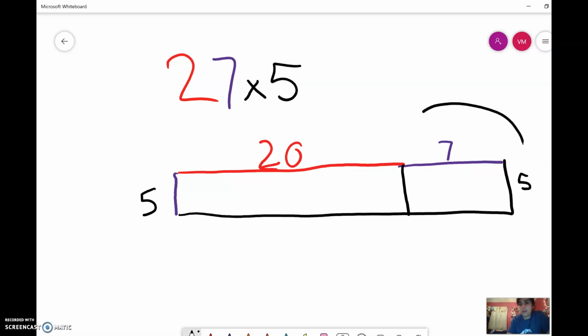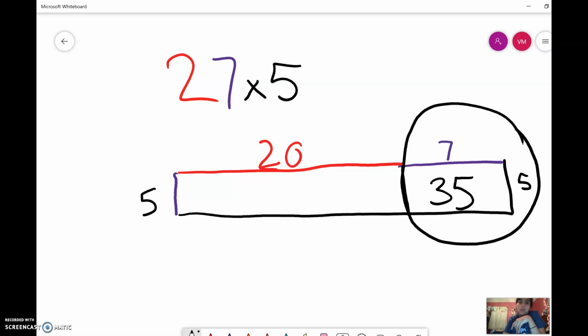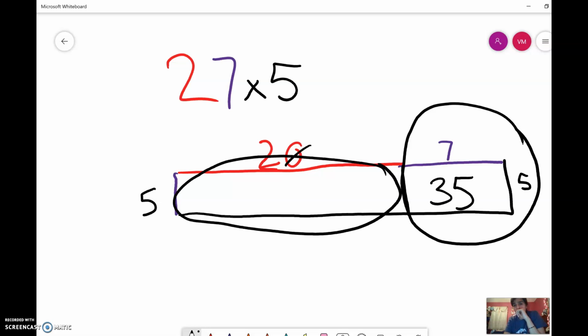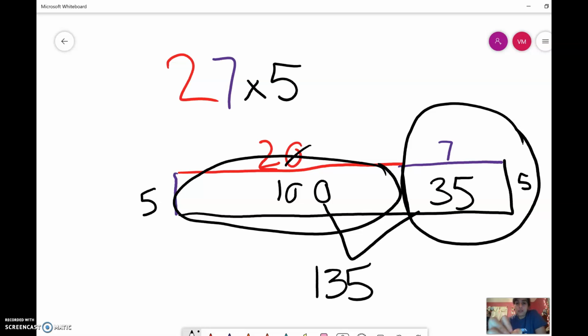So I'm just gonna focus on this part first. Remember this model? Decomposing it, the area model. So 7 times 5 is 35. And then the area of 20 times 5, 2 times 5 is 10, so it's 100. Like five $20 bills, 100. So the sum of 35 and 100 is 135. So the product of 27 times 5 equals 135.